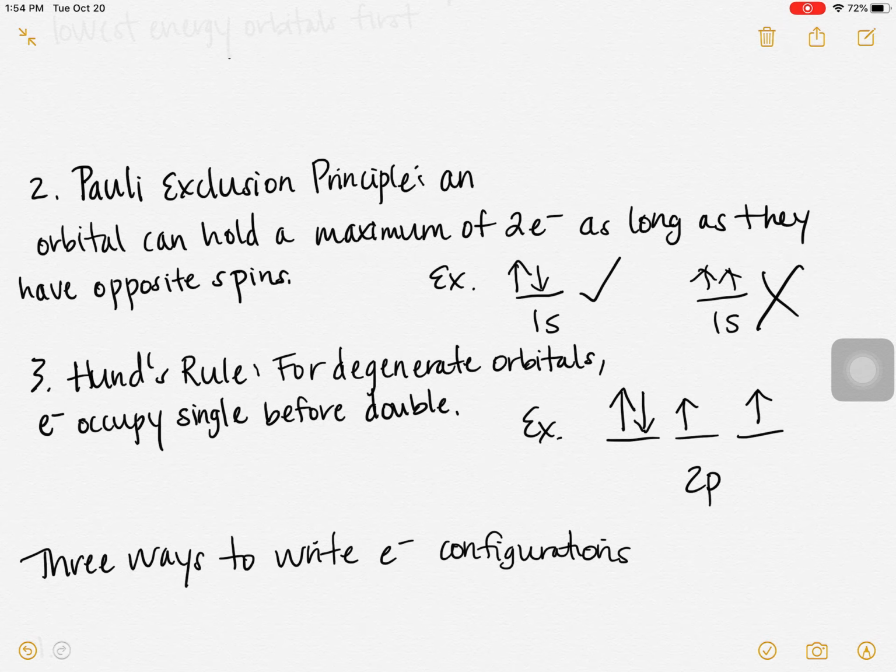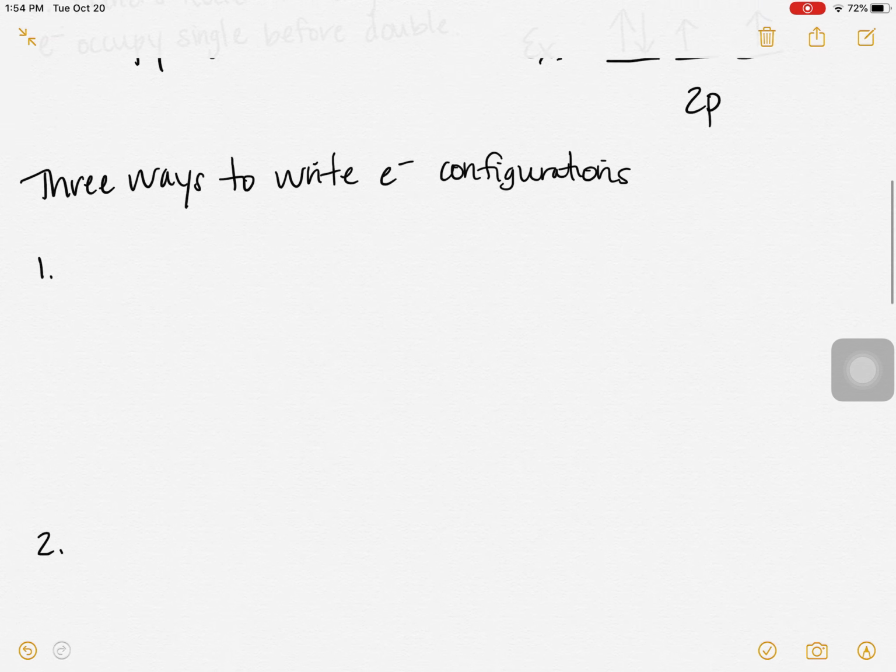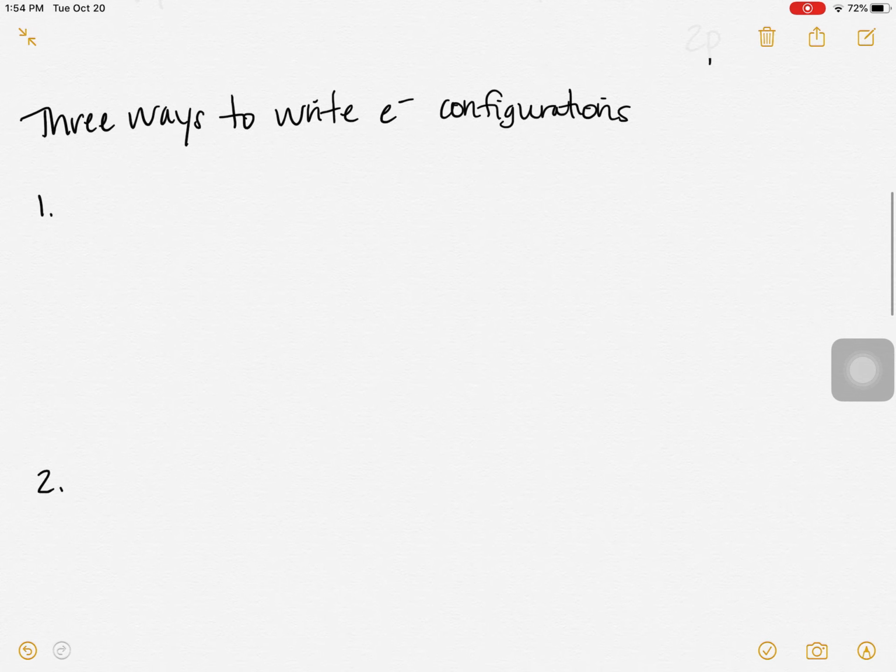I always compare it to if you have siblings and you have the option to have your own bedroom rather than share, most people are going to pick to have their own bedroom. Electrons do the same thing. They have a single room until they're forced to have a roommate, so to speak. So those are the 3 rules that govern electron configurations, and here are the 3 ways to write electron configurations.